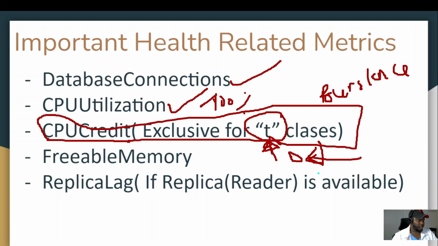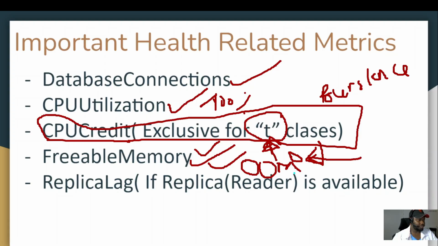Then the next health related metric is Freeable Memory. This is very important, and it is very easy for your instance to become unavailable, because when memory is too low, you're going to hit what we call OOM, out of memory.